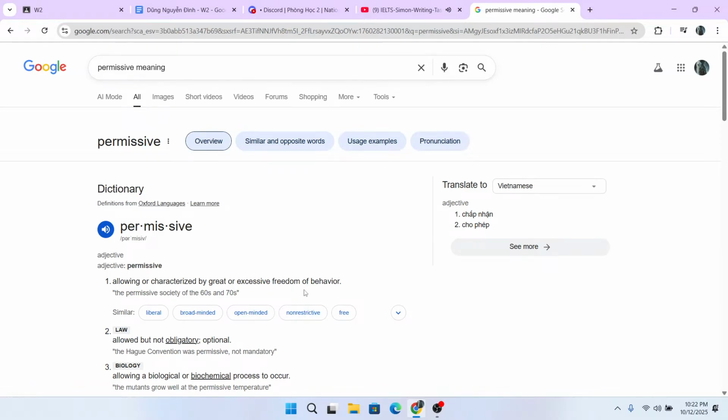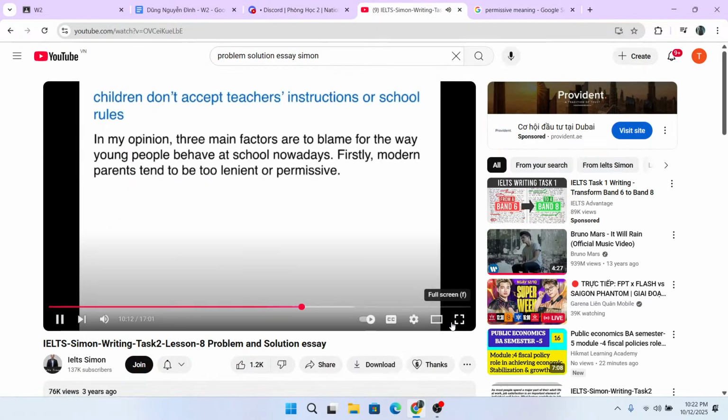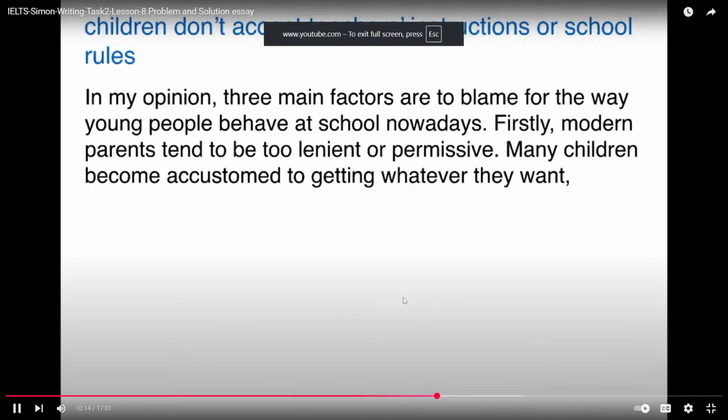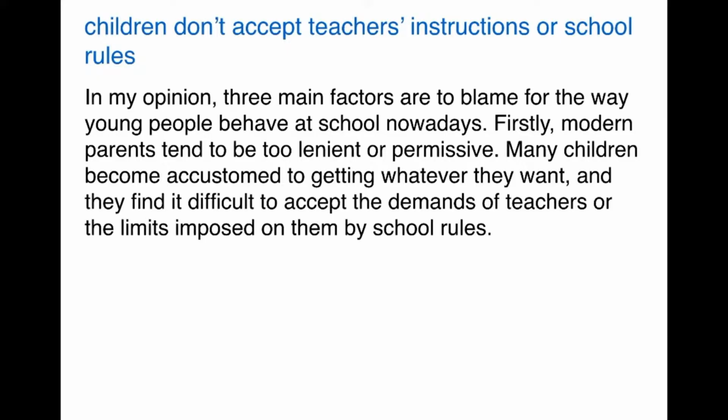The second point, children don't accept the teacher's instructions or the school rules. Here's what we wrote. Many children become accustomed to getting whatever they want. So that just explains the permissive or lenient parents a bit more. And then we'll go on to the instructions and the school rules. And they find it difficult to accept the demands of teachers or the limits imposed on them by school rules.